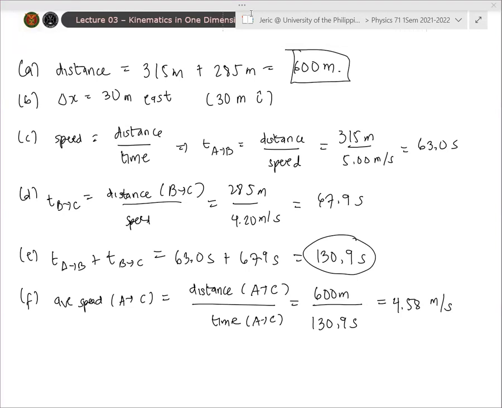None po. Okay. Okay. There's a question here. Sir, kailangan po ba 1 decimal place lang? Ginagawa po kasi kung ilang decimal sa calculator.